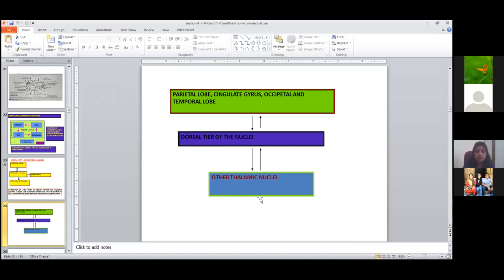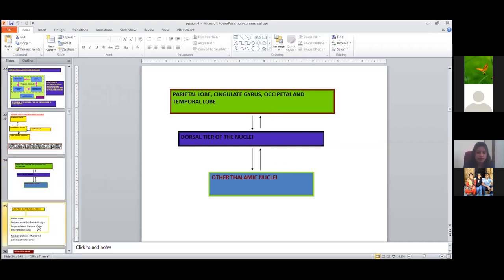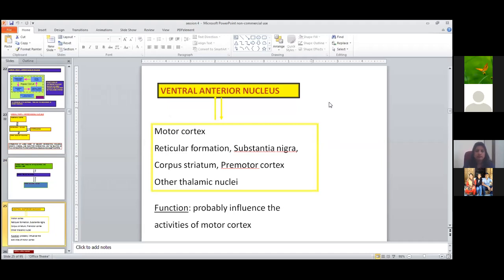Then the parietal lobe and cingulate gyrus, occipital and temporal lobe are connected to the dorsal tail of the nuclei, then to other thalamic nuclei. So this thalamus acts as a relay station, maybe for sensory or motor. So the ventral anterior nucleus, as I told you, is connected to the cerebral cortex, motor cortex, then to the substantia nigra present in the midbrain, then premotor cortex and other thalamic nuclei.